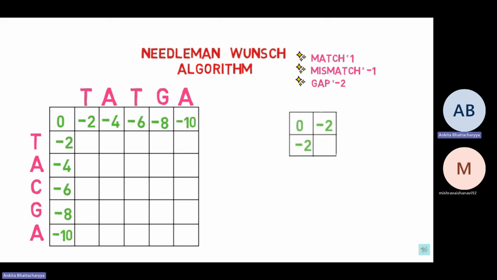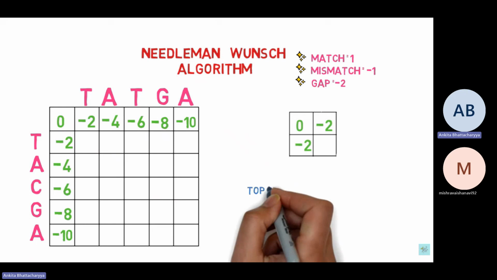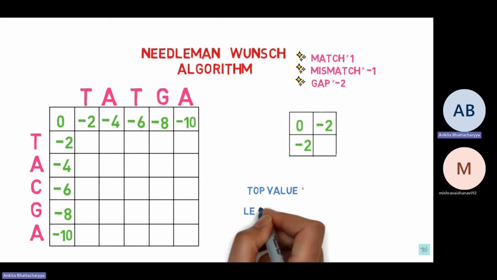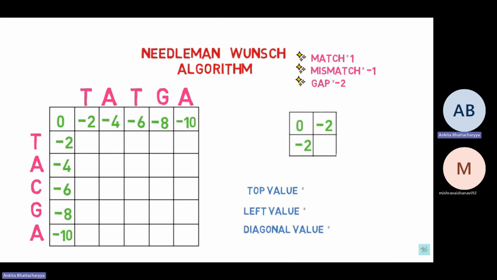This requires us to consider 3 values: top, left, and diagonal. The top and left values represent the gap penalty, while the diagonal value represents match and mismatch. It means that when we take values from the top and left sides, we add a gap penalty to them, but if we take values from the diagonal side, we add a match or mismatch value to them.